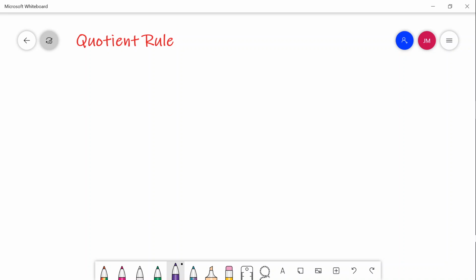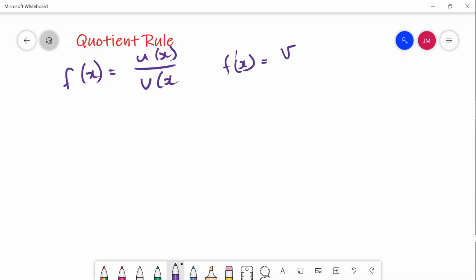Now, just like with the product rule where we had two functions multiplying each other and trying to find the derivative, the quotient rule helps us if we have a function that we could write as two other functions being divided by each other. So in this case, u divided by v. So that's our original function. The quotient rule tells us that the derivative of f of x can be found by going v times u dash, subtract u times v dash, all over v squared.